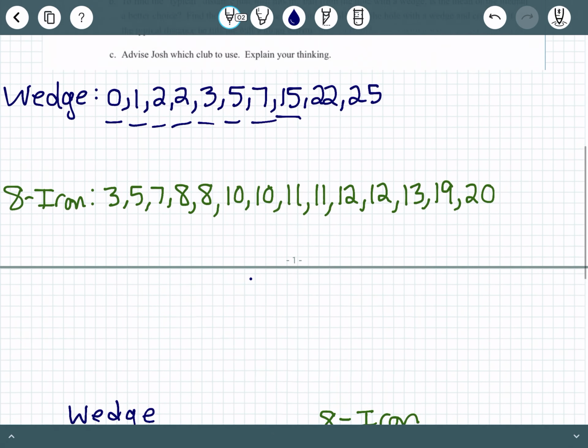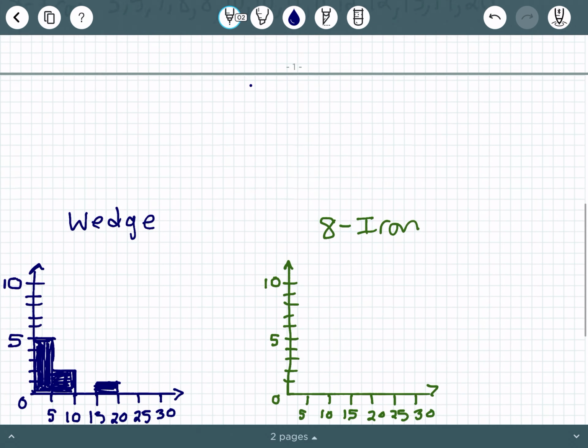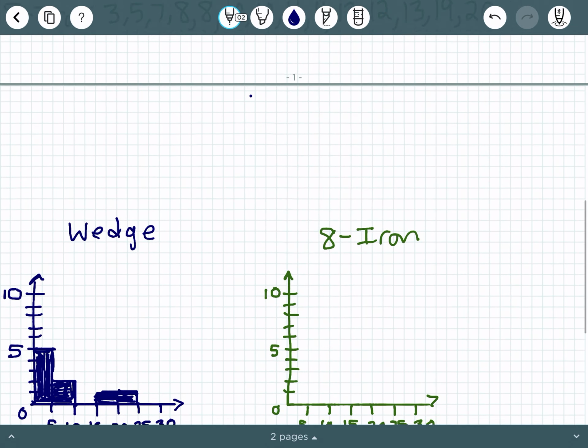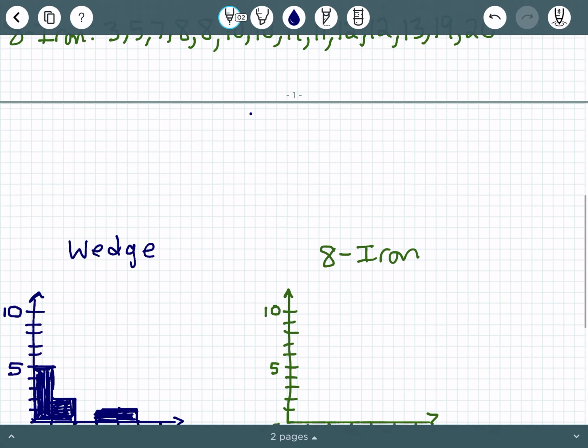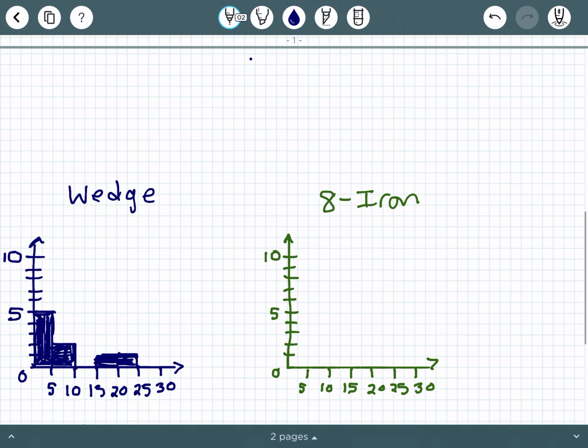All right, and then our next range goes from 20 to 24. We have 1 of those. So we're going to draw a line up to 1 and shade in. And then finally, our last range is going to go from 25 to 29, and we have 1 of those. So this is what our histogram for the wedge should look like.